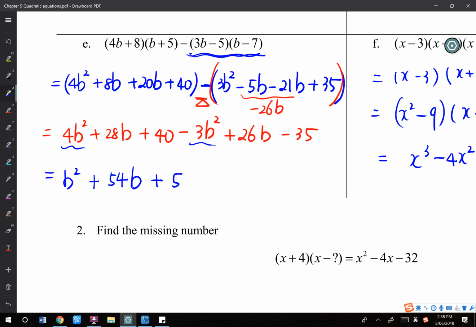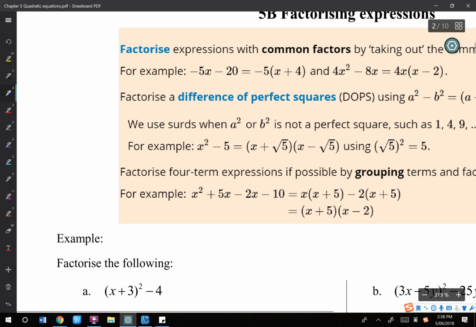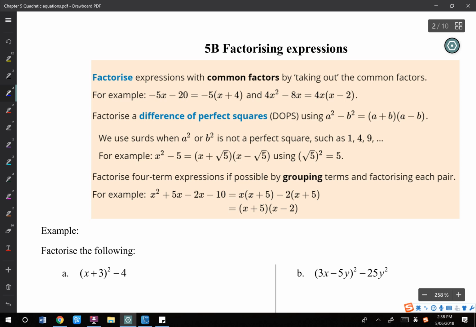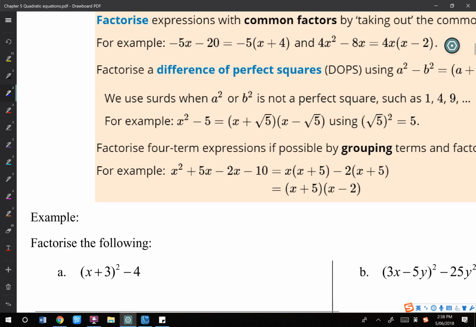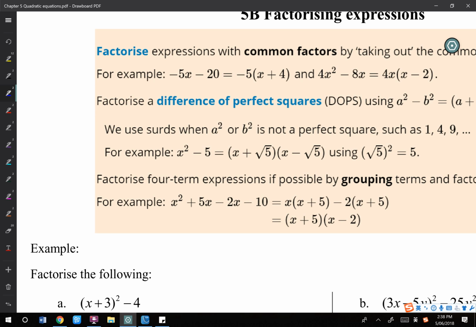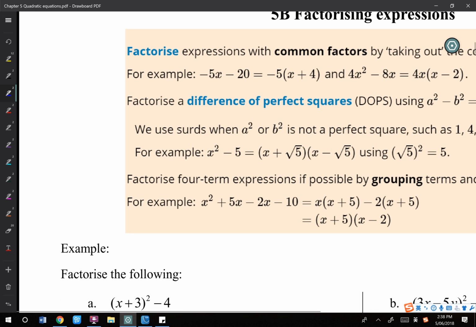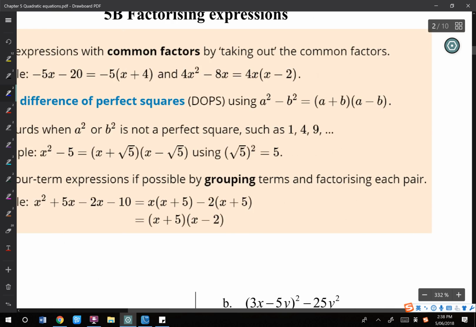Okay, that's the expansion. Not much to talk about for expansion. What I want to say is be careful with the sign and put everything in the bracket when it's necessary. The next exercise is about factorization. When we factorize, there are 3 things we can do. The first thing is common factor.